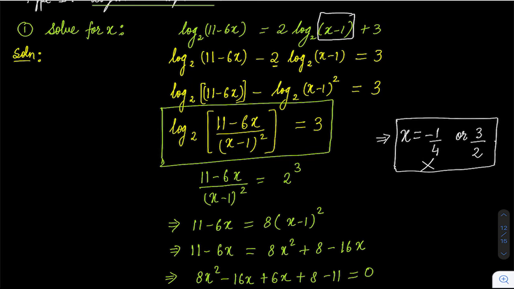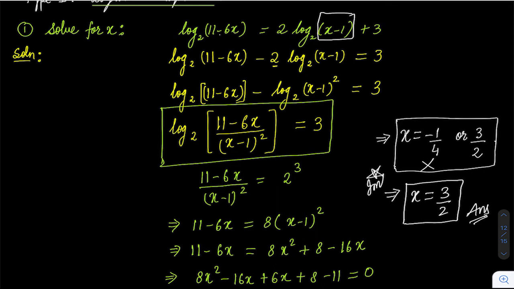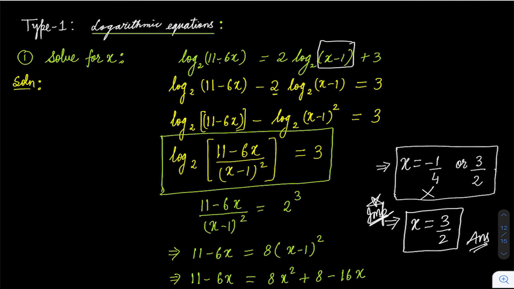And 3 by 2, I don't think we have any problem. 3 by 2 minus 1 is half. That is okay. So 11 minus 3 by 2, that is 9. So that is also okay. So my final answer is only x equals 3 by 2. You have to reject this minus 1 over 4. This is more important because this carries 1 mark generally. I hope you understand this.